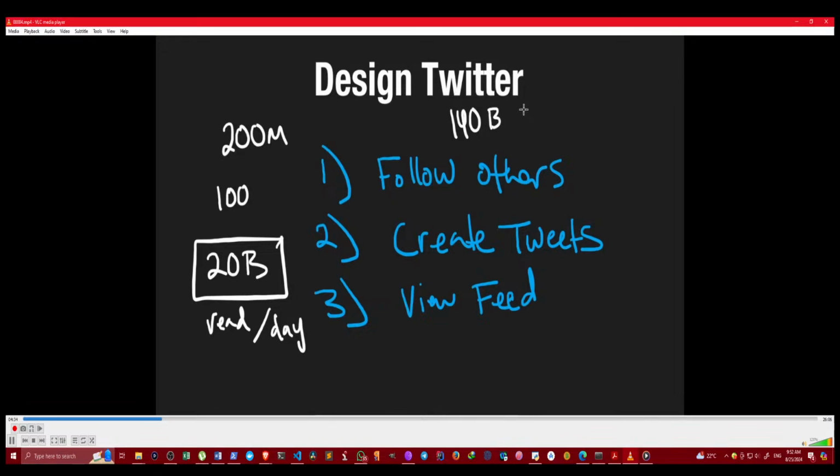But let's assume that there's additional information with a tweet. We have the username of that tweet, and possibly there's a lot more metadata. To be safe, or just for a basic tweet that just includes text, we can assume that for each tweet, we have to do a kilobyte of reading from our storage.